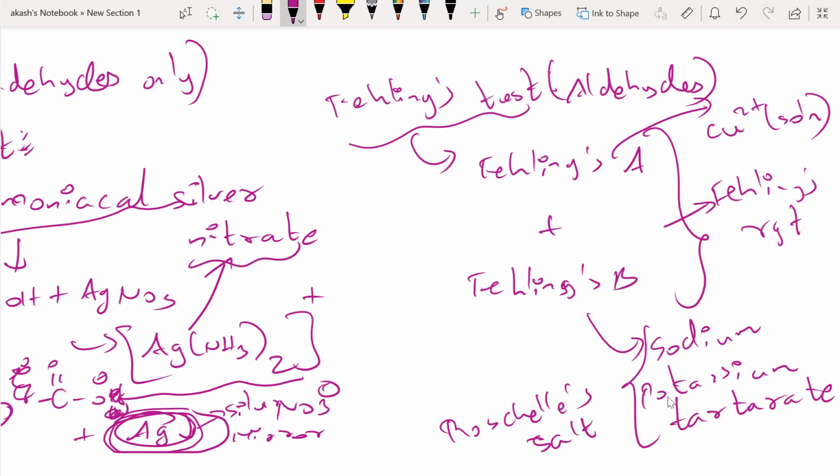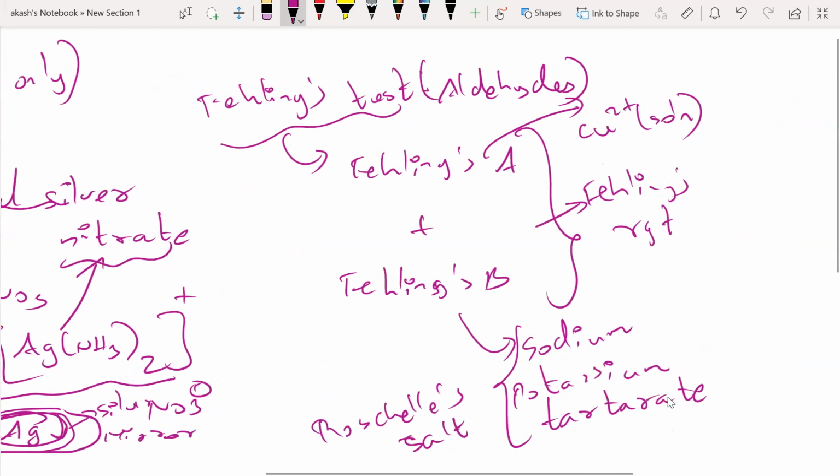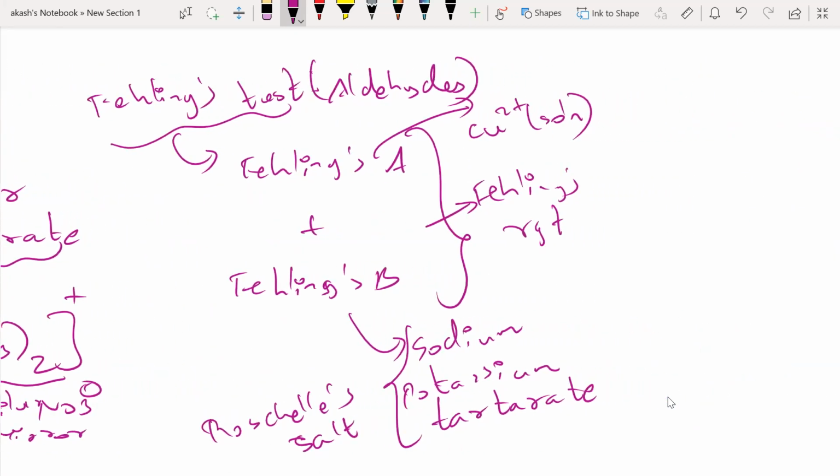Right, it is also called Rochelle salt. Okay, fine. You do not need to know the structure of this. All you have to understand is that sodium potassium tartrate, which is my Fehling's B, reacts with Fehling's A, that is the copper 2+ salt solution, to form the Fehling's reagent. Again, as I told you, this will be given only by aldehydes.